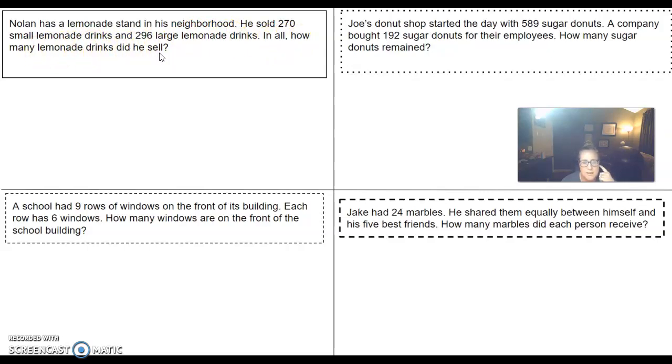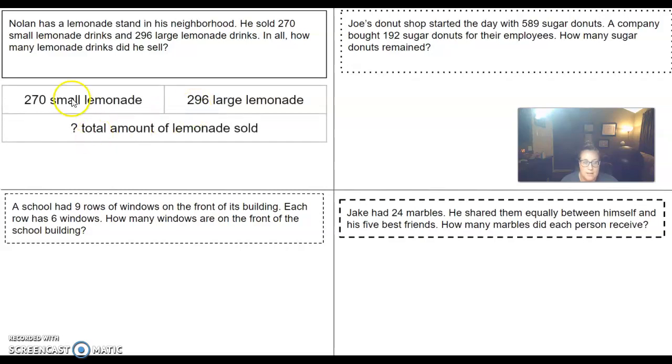So let's think about that. If he has a lemonade stand and he sold 270 small lemonade drinks and 296 large lemonade drinks, what operation are we going to use? Are we going to add, subtract, multiply, or divide? Well, let's make a strip diagram to help us out. So my strip diagram is going to look like this. I have my small lemonade and I have my large lemonade, and I'm trying to figure out how many lemonades he sold altogether. Well, since I'm trying to figure out how many lemonades he sold altogether, that means I'm going to add, or I'm going to use addition.